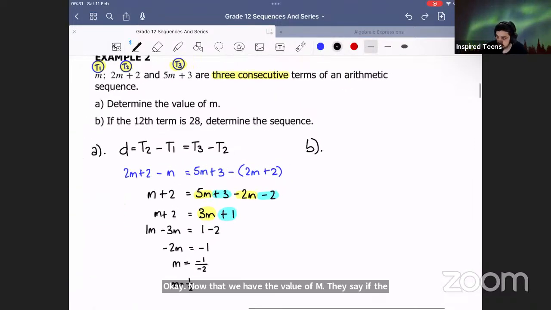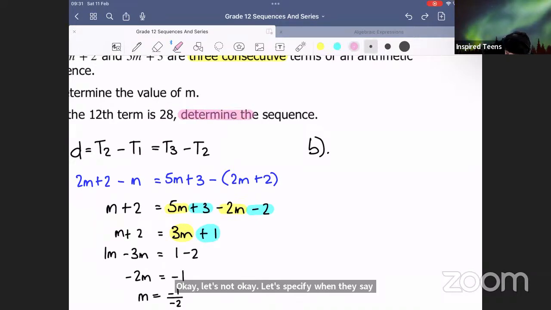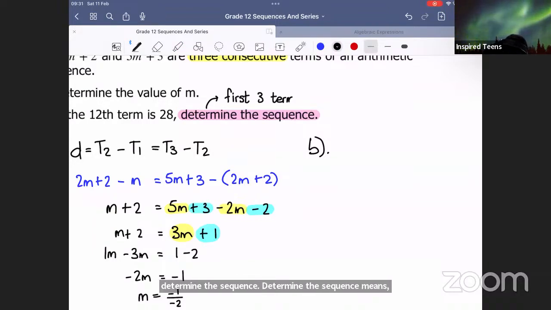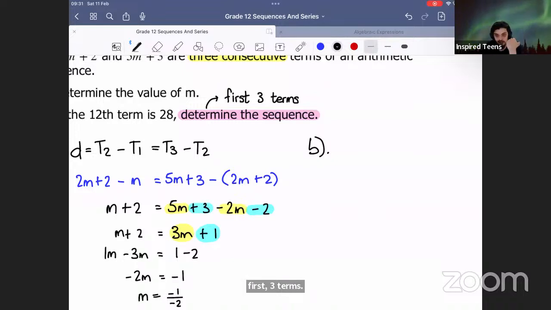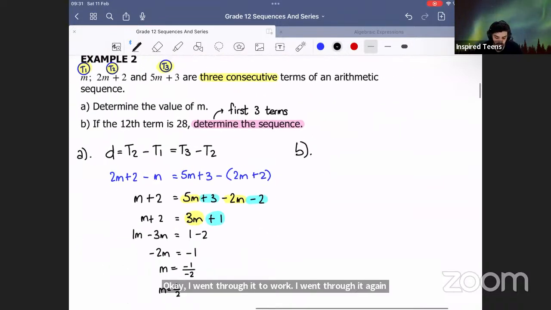Let's specify what they mean when they say determine the sequence. Determine the sequence means first 3 terms. If they had asked for the general term, we would know that it would be Tn. M is not equal to 2. M is equal to a half. Okay, I went through it again. Just let me know if you still don't understand.